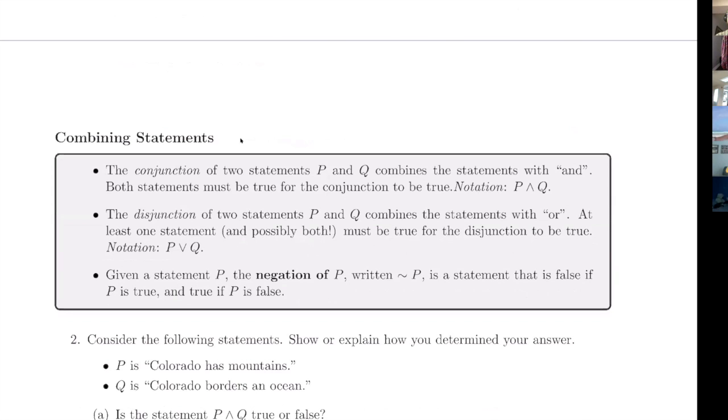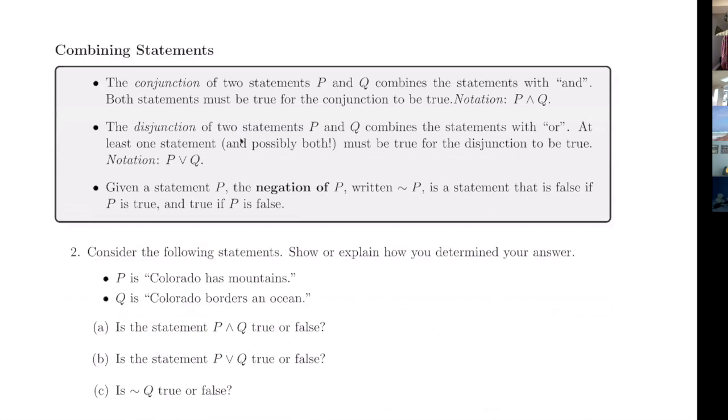First, I just want to make sure we touch on the stuff that you read or watched. You should have read about statements, and conjunctions, which join two statements with an and. The disjunction combines two statements with an or, and then we have the negation of a statement. The notation looks similar to set notation with unions and intersections, except now we have V's and wedges and things like that.